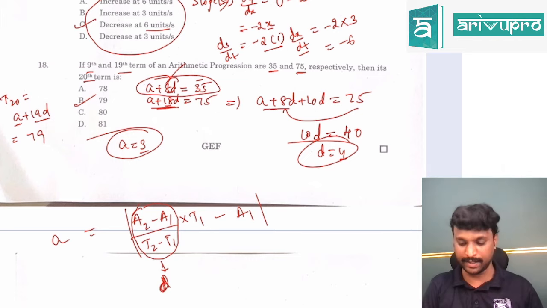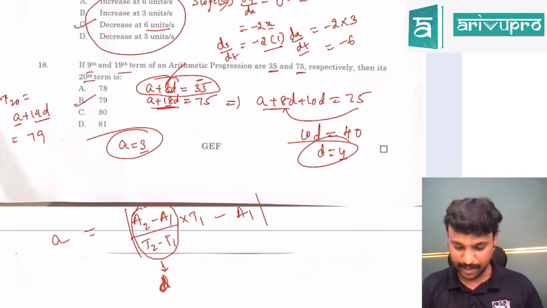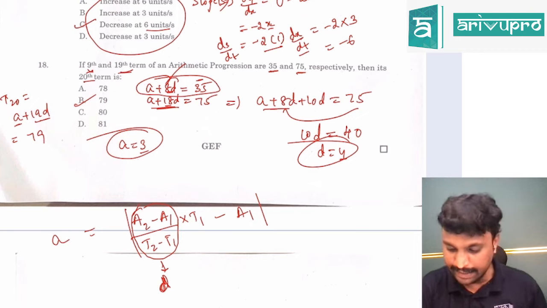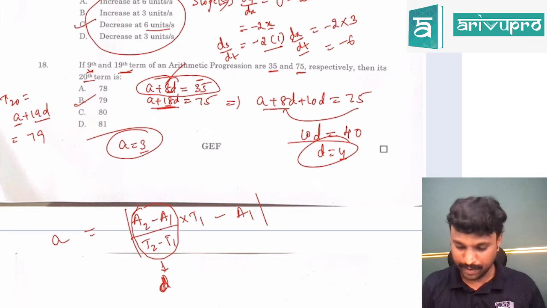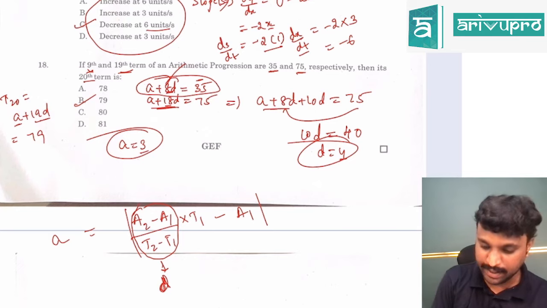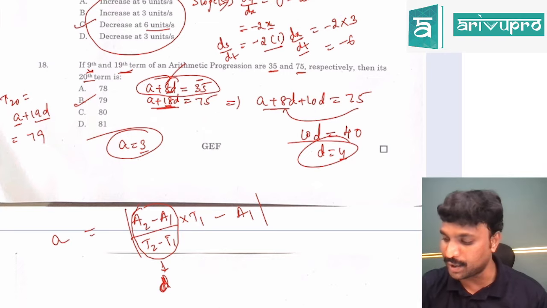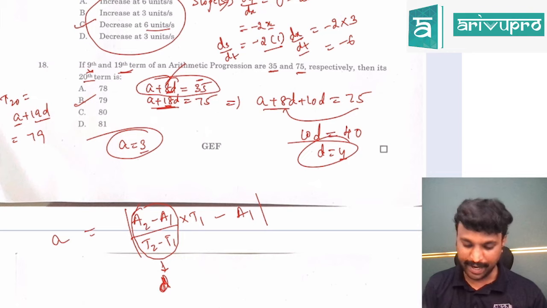If you take the difference, for the 9th term and the 19th term, here it is 8 and here it is 18. So 18 minus 8 is 10. So divided by 10. By doing so, you get the value of d, which is equal to 4.